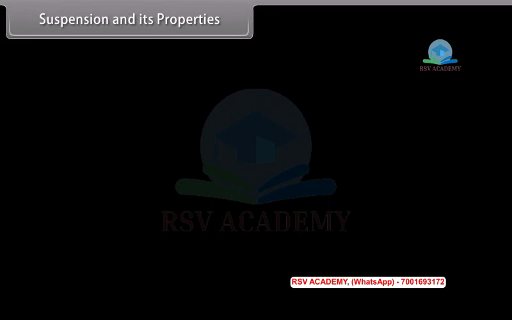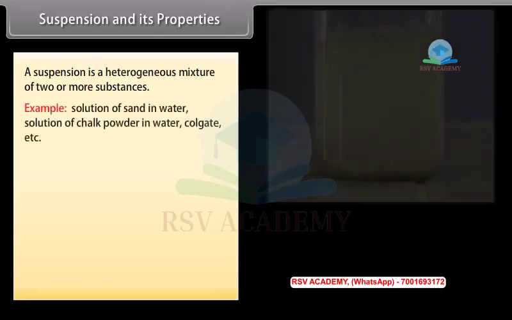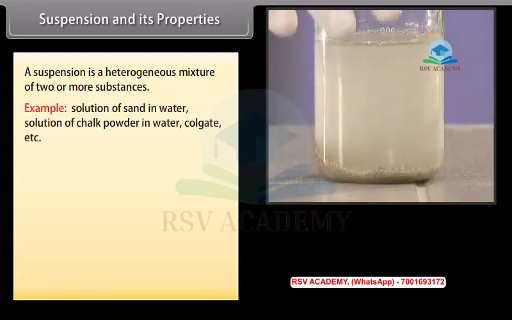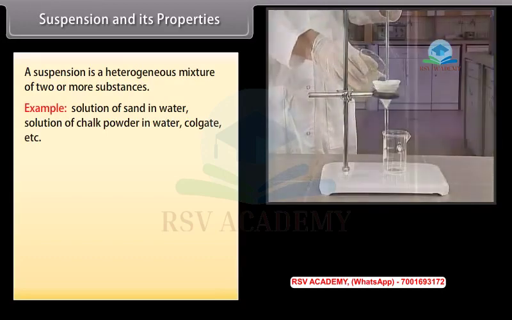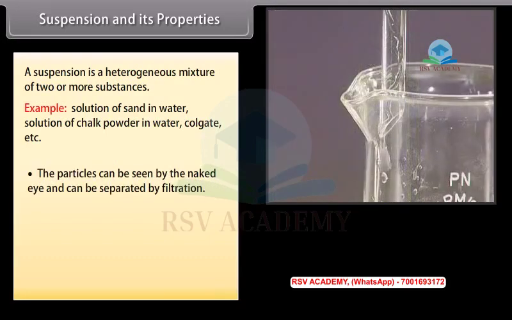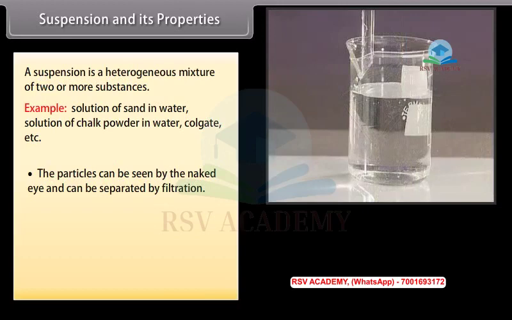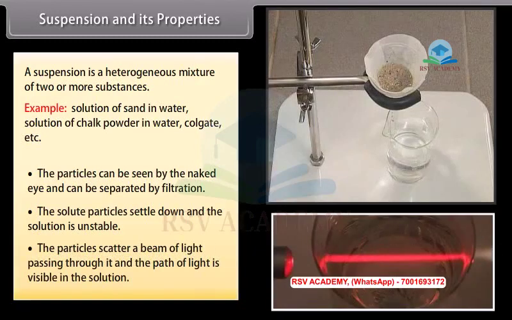Suspension and its properties. A suspension is a heterogeneous mixture of two or more substances. Example: solution of sand in water, solution of chalk powder in water, Colgate, etc. The particles can be seen by the naked eye and can be separated by filtration. The solute particles settle down and the solution is unstable. The particles scatter a beam of light passing through it, and the path of light is visible in the solution.